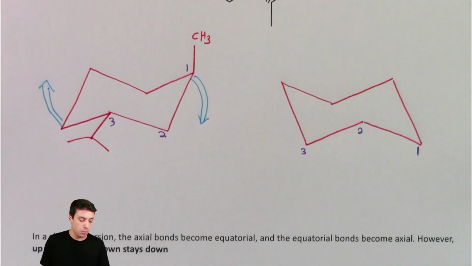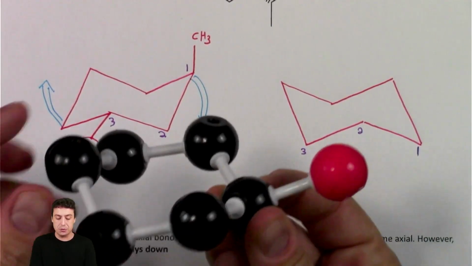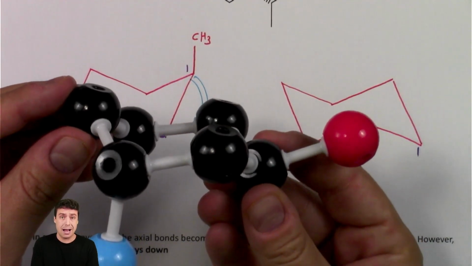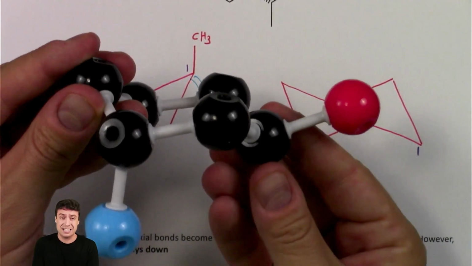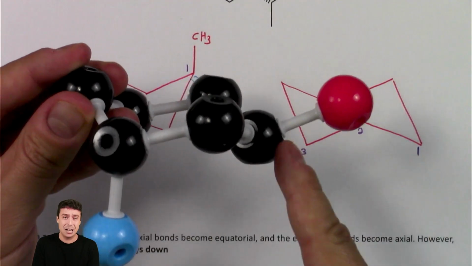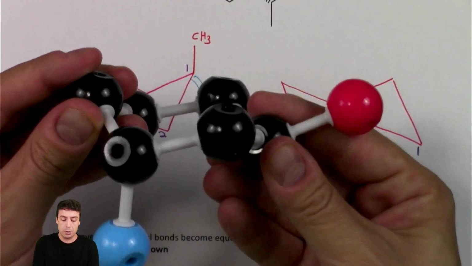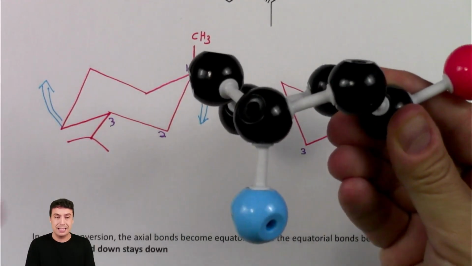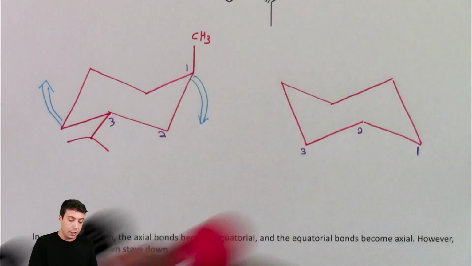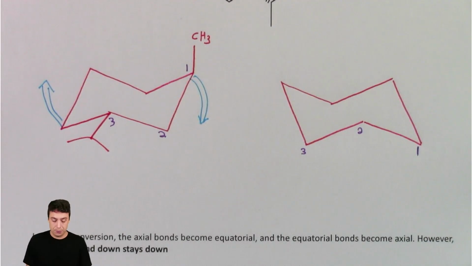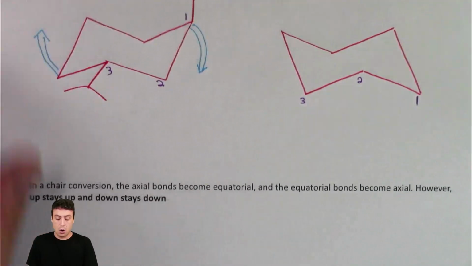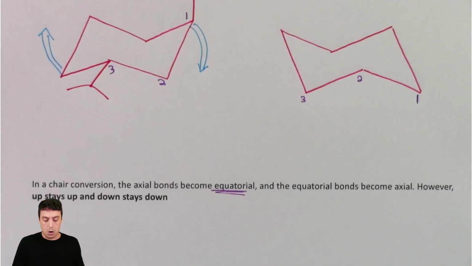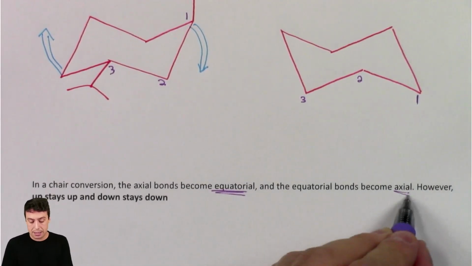Okay, so visually, one more time, what happened when we did that chair flip? Remember earlier the methyl was up axial. Well, now where is it? It's up still, but it's only slightly up, so it's up equatorial. What about the isopropyl? It was down equatorial, but now look at it. It's down axial. So in a chair flip, or a chair conversion, all of the axial bonds become equatorial. All of the equatorial bonds become axial.